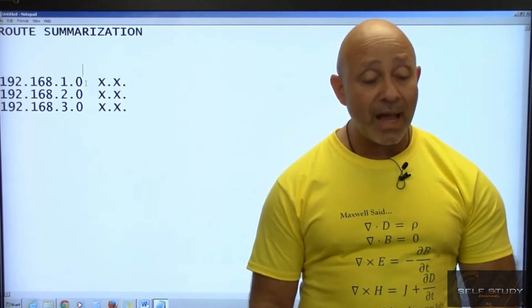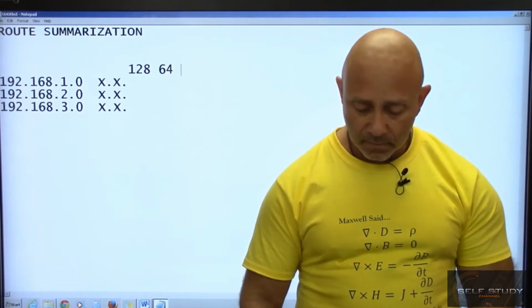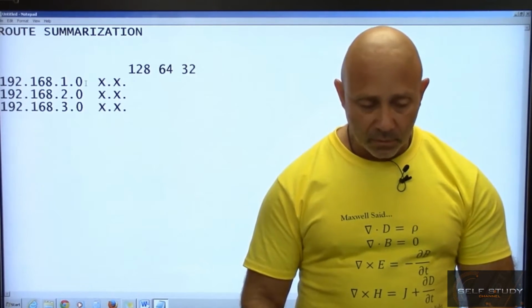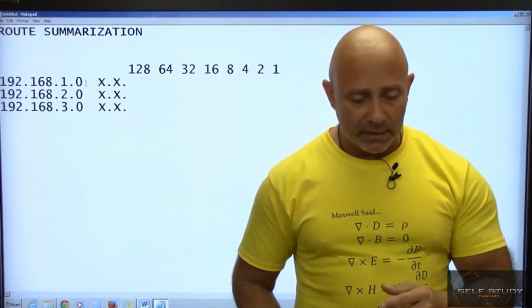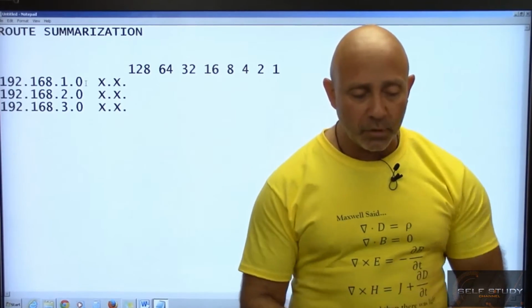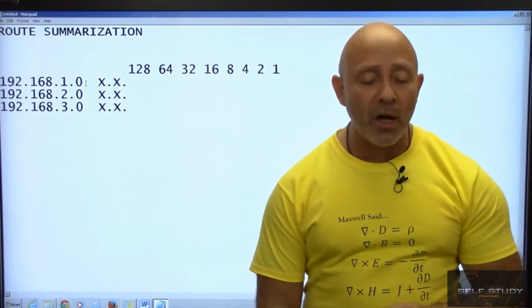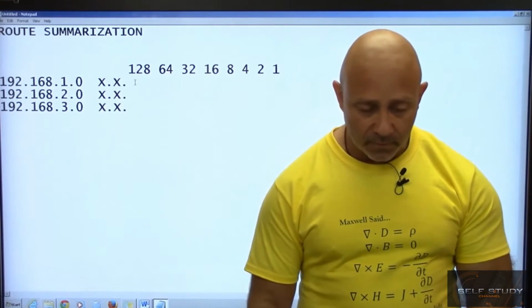Now, I need visualization. So I'm going to put my bit values: 64, 32, 16, 8, 4, 2, and 1. And then I'll put the fourth octet later. All right, so you can have that visualization also. So I put the first 3 octets. Now let's turn that third octet into binary, which as you can see is not that difficult.